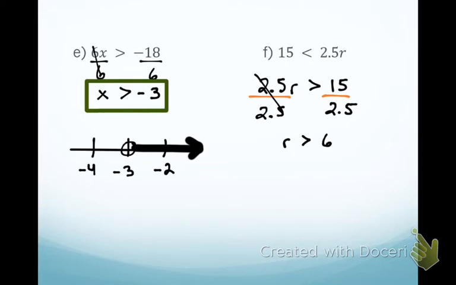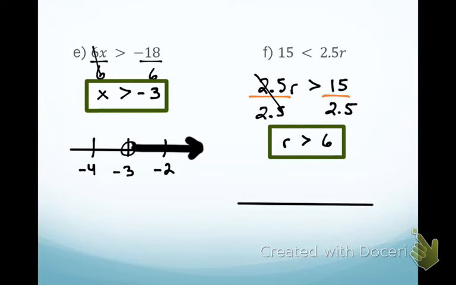Jocelyn, do I need to flip the symbol? No, I do not. The last thing I did was divide by a positive number on both sides, so that is my final answer. Jocelyn, come on up, and I want you to graph this for us, please. Everybody else, if you would, graph that on your own as she graphs it on the board.